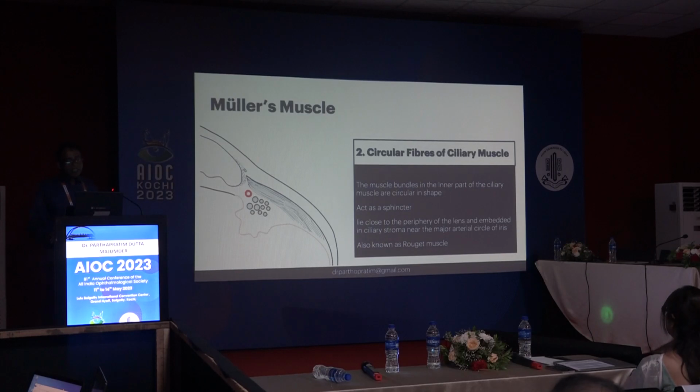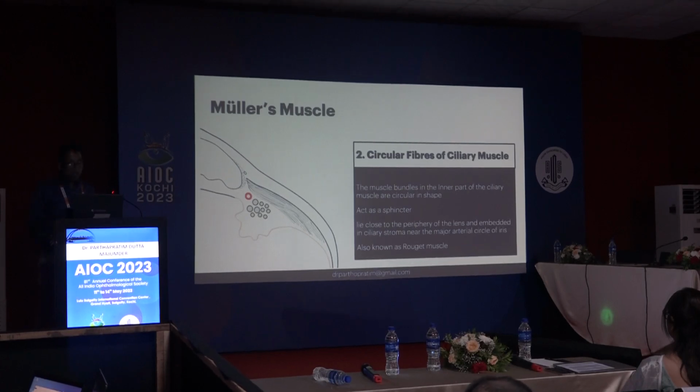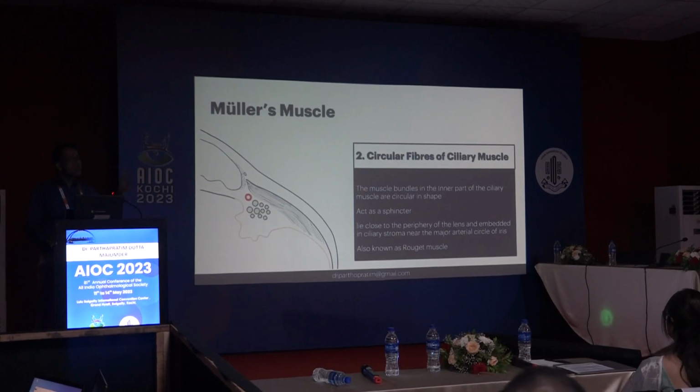The second one is the circular fibers of the ciliary muscle. What are the parts of the ciliary muscle? The circular fibers are known as Muller's muscle. The other parts are the middle oblique and the outer longitudinal part. So you have to remember all the parts of the ciliary muscle, and the circular fibers are called Muller's muscle. So we got two Muller's muscles.